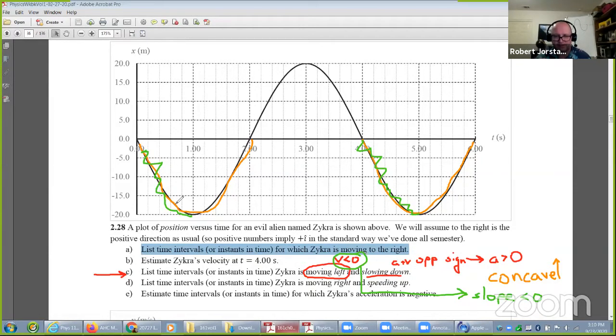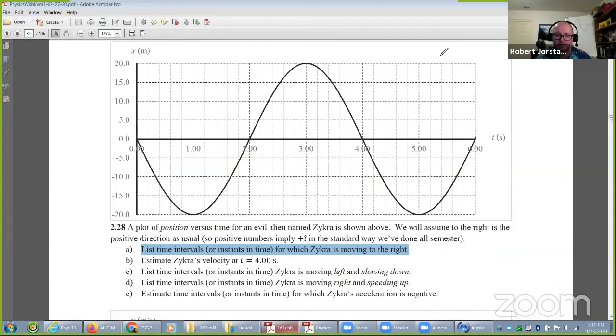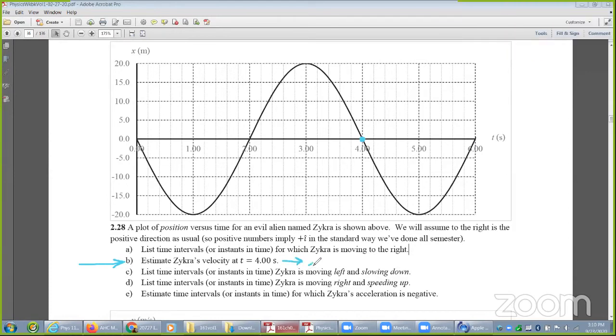I'll let you do parts D and E at home, but I do want to focus on this part B that we skipped over now. This is something I discovered is worth talking about with students. I want the velocity at t equals 4 seconds. All right. How do I get the velocity from an xt graph? Slope at any point would be the instantaneous velocity.